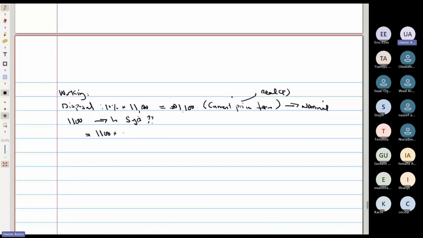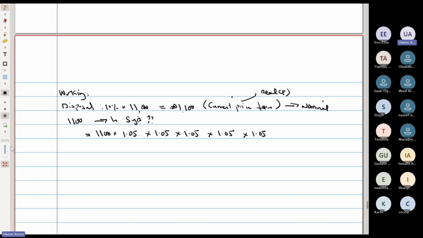So that would be 1.1 multiplied by 1.05 gives us the value at the end of year 1. Multiply by 1.05 gives us the value at the end of year 2. Multiplied by 1.05 gives us the value at the end of year 3. Multiplied by 1.05 gives the value at the end of year 4. Multiply by 1.05 gives the value at the end of year 5.